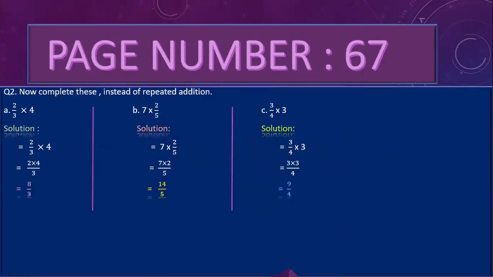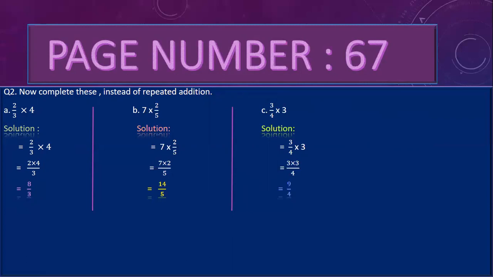Now we have come to question 2. Complete these using multiplication instead of repeated addition. 2 over 3 multiplied by 4. 2 multiplied by 4 over 3. 4 2s are 8, so 8 over 3. And if we add 2 by 3 four times, 2 by 3 plus 2 by 3 plus 2 by 3 plus 2 by 3, you will see that the answer will be the same, 8 by 3.